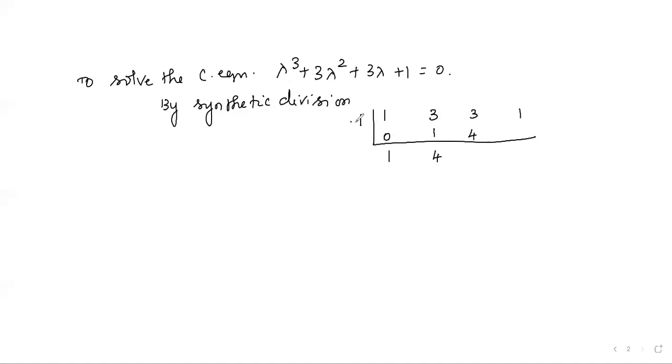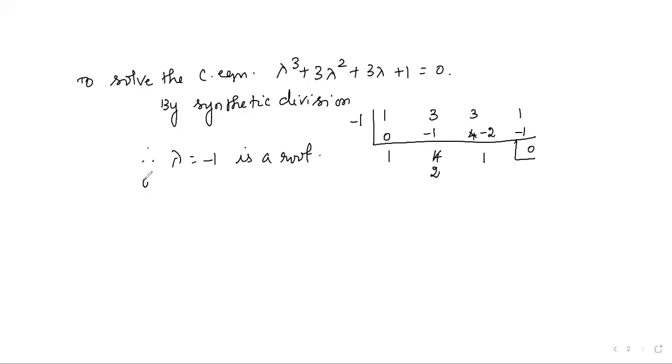And therefore you won't be getting 0. So therefore let us try for minus 1. So 1 plus 0, 1. So 1 into minus 1 is minus 1. Now 3 minus 1 will give you 2. Then 2 into minus 1 is minus 2. So 3 minus 2 will be equal to 1. And then 1 into minus 1 is minus 1. So hence you are getting the remainder to be 0. So therefore lambda is equal to minus 1 is one of the roots.